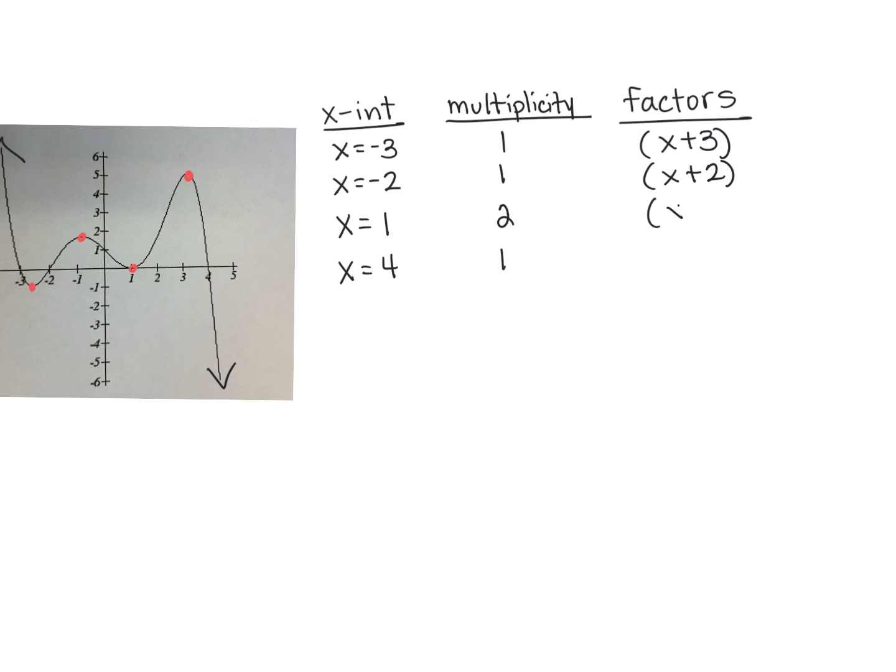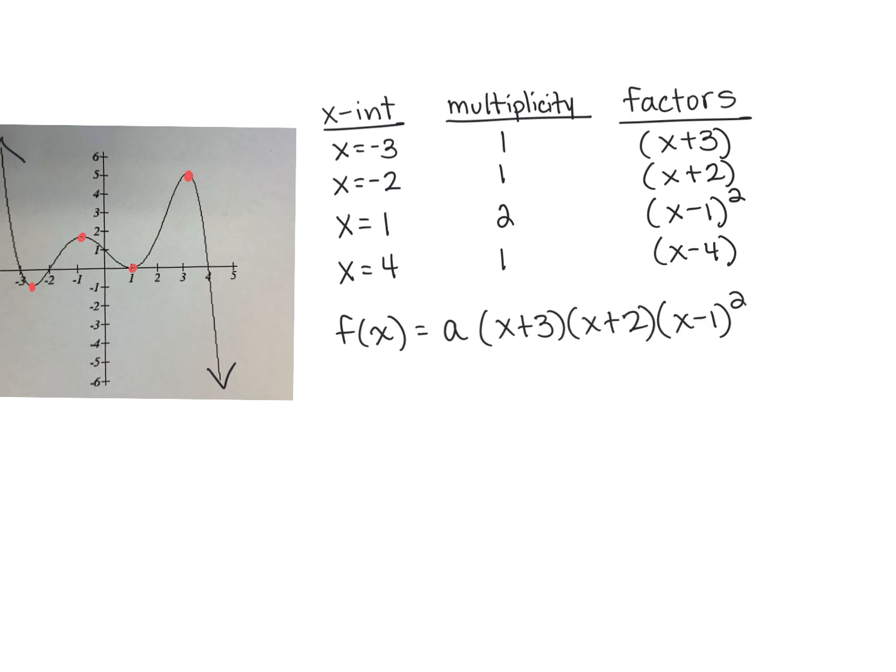On the next one, I have X minus 1, and it has a multiplicity of 2. It's important not to forget that one because that will change the rest of your answers. And then last but not least, we have X minus 4. So at this point, we have a function where we're not sure what A is yet, but we have X plus 3, X plus 2, X minus 1 quantity squared, and then we have X minus 4.